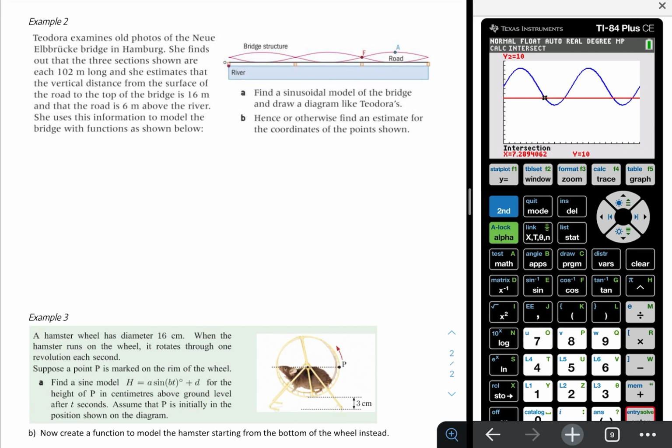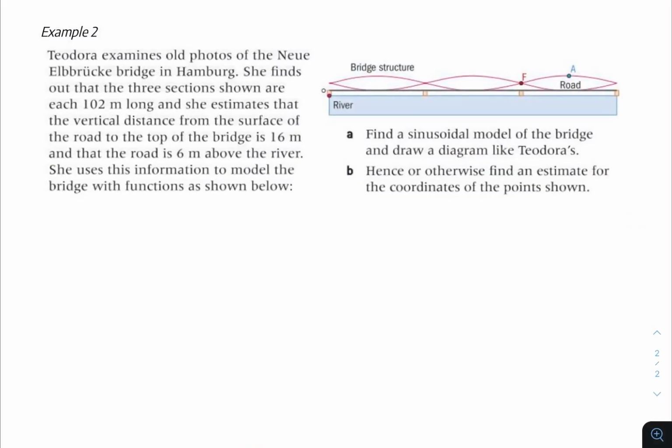So part A, find a sinusoidal model for the bridge, and then hence or otherwise find an estimate for the coordinates of the points F and A. Okay, so for this question, we're going to use all the information that's here and try and make sense of it. The first thing they say is there's 3 sections and each of them are 102 meters long. So the 3 sections that I identify are where the intersection points are, right? So each of these sections is 102 meters.